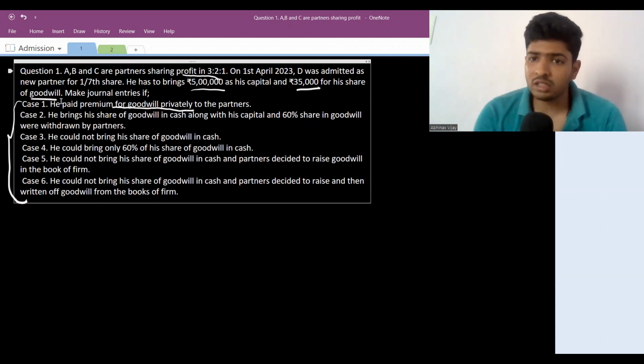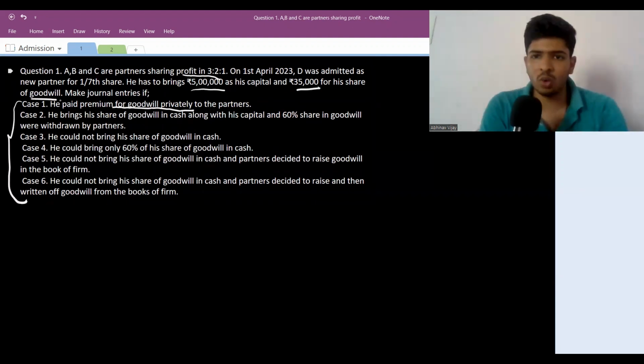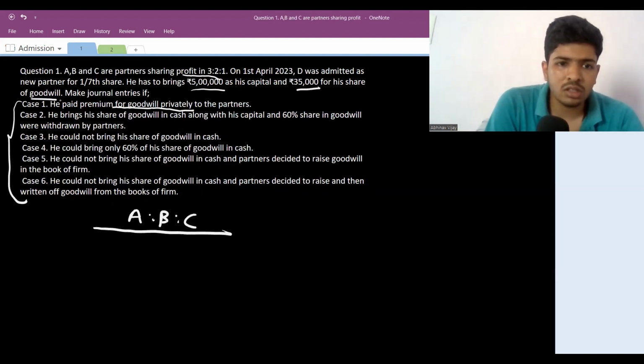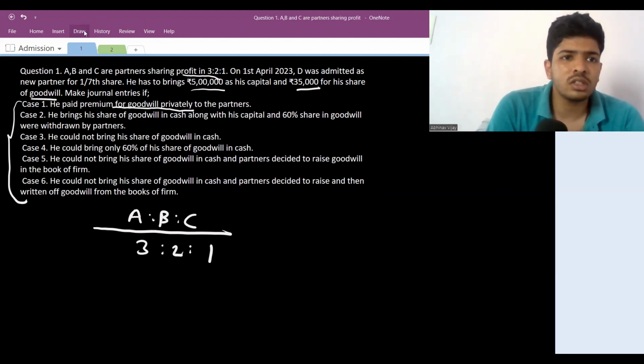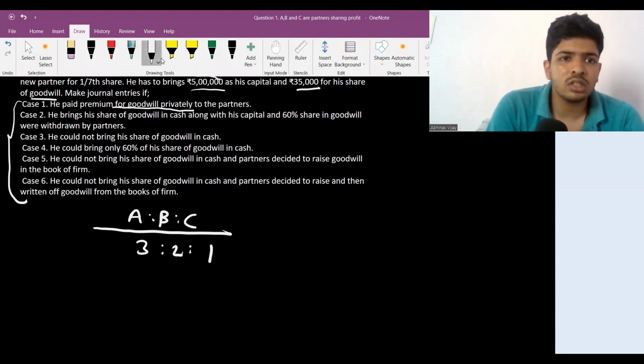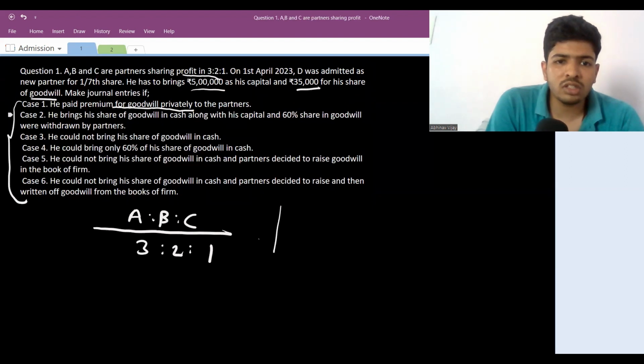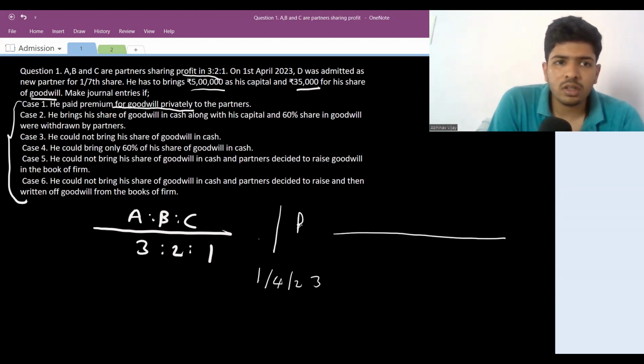I want you to condense the question into notes, like working notes. For example, I want you to do this. A, B, C are partners in the ratio 3:2:1. Then on this date, that is on 1st April 2023, D got admitted. After D got admitted, the new ratio we need to calculate.